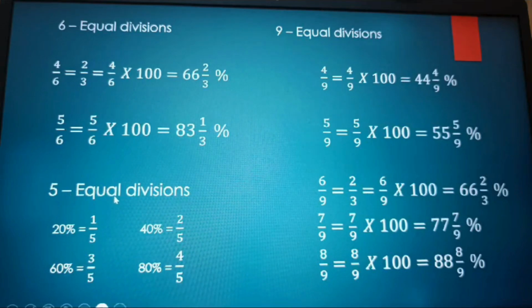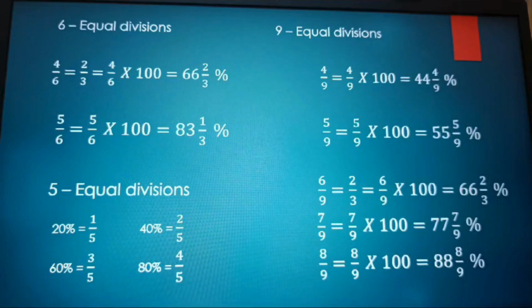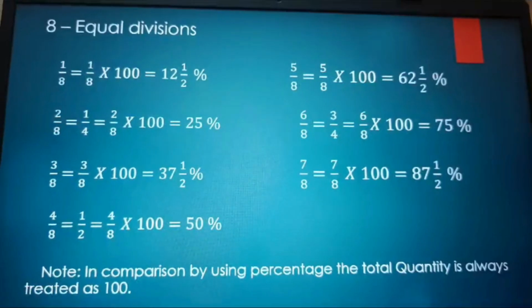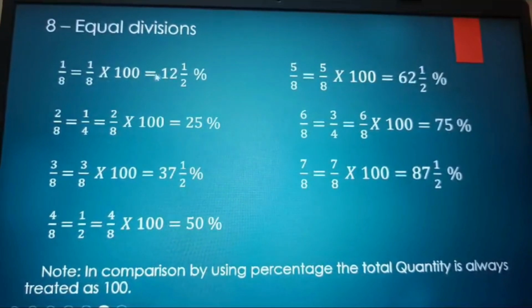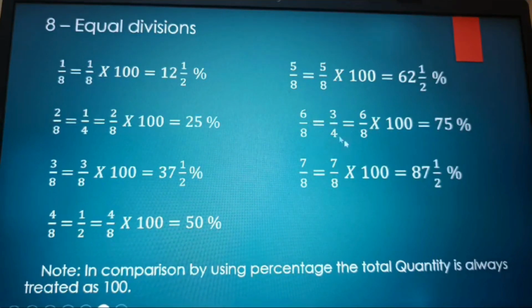Similarly, the 5 equal divisions are 20% (1 by 5), 40% (2 by 5), 60% (3 by 5), and 80% is 4 by 5. Like this we can discuss further equal divisions of percentage. The 8 equal parts are 1 by 8, 12 and a half; 2 by 8 or 1 by 4 is 25%; 37 and a half is 3 by 8; 50% is 1 by 2; 62 and a half is 5 by 8; 75% is treated as 3 by 4; and 87 and a half is treated as 7 by 8.